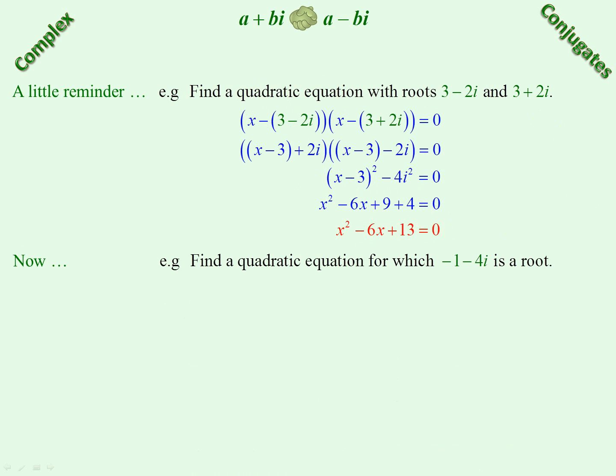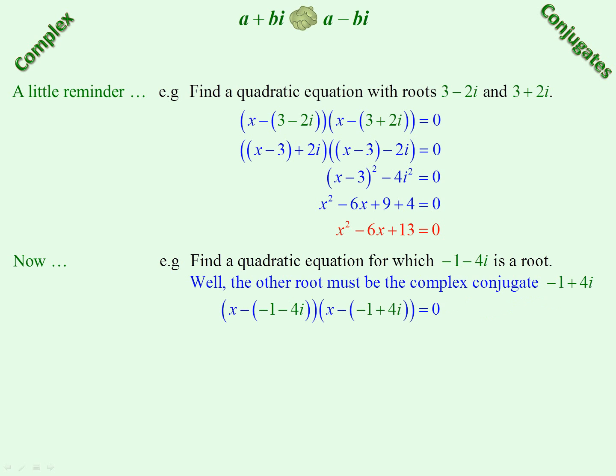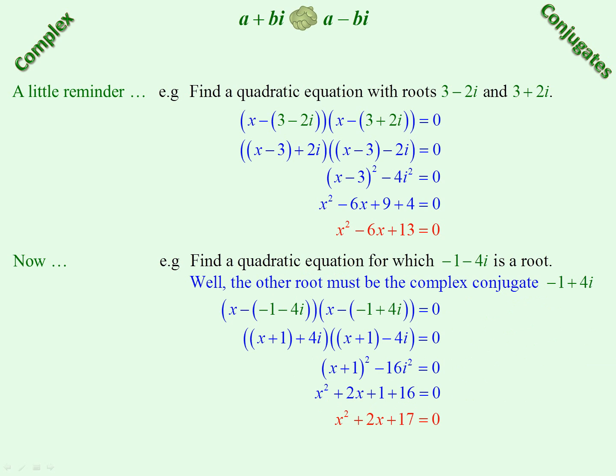Another example. Now this time we're only told one of the roots, but there we are, they go hand in hand. So if I have -1 minus 4i, then -1 plus 4i must be a root of that equation as well. So we can go through the same procedure as here. Regroup. Now we have a difference of squares. Multiplying out, simplifying, and there is a quadratic equation which has -1 minus 4i as a root.